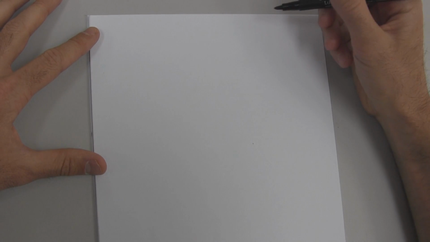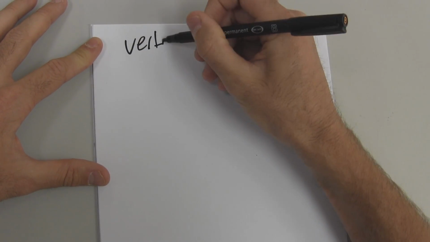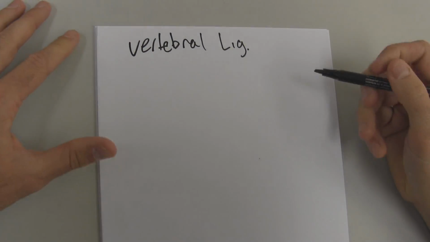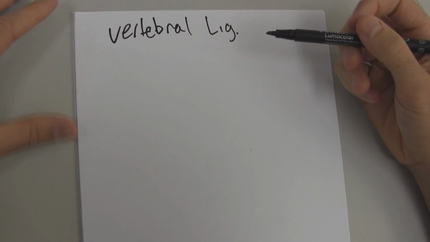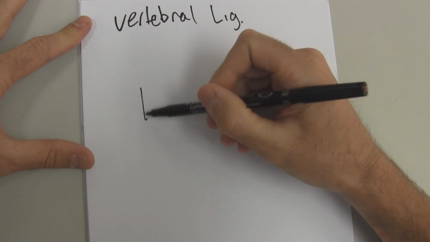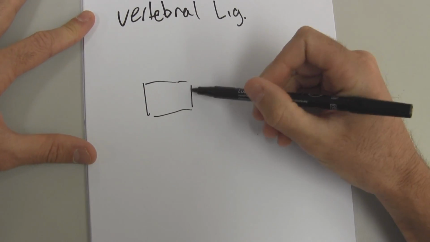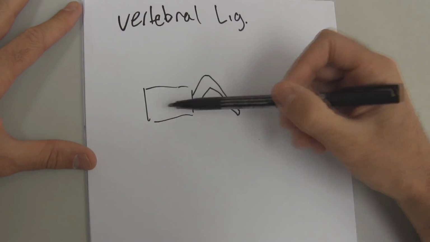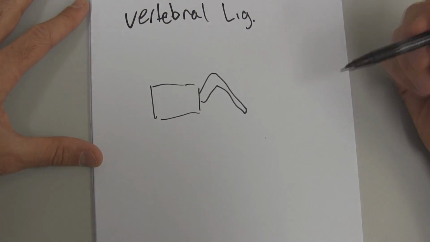So we'll start by looking at the vertebral ligaments. It's hard to draw all the vertebral ligaments being a 3D type object, but we just start by drawing a cross-section of a typical vertebrae. All right, so here's the body of the vertebrae looking side on with the spinous process coming down the back.